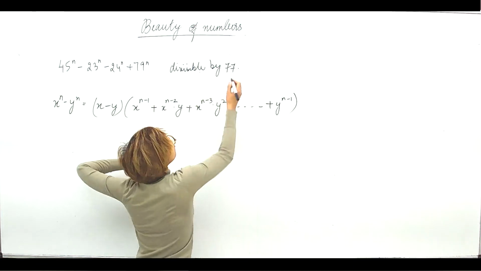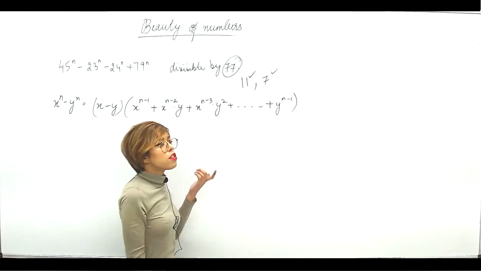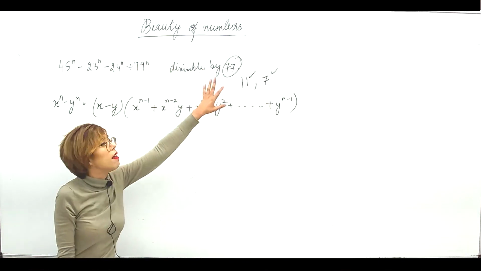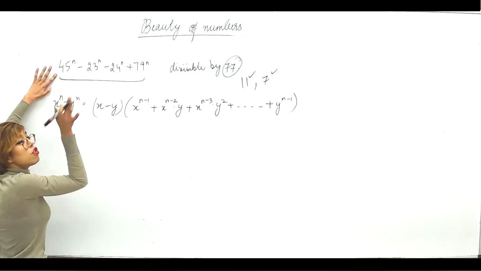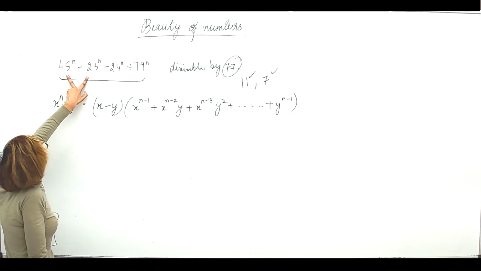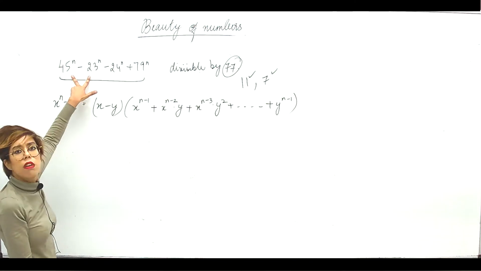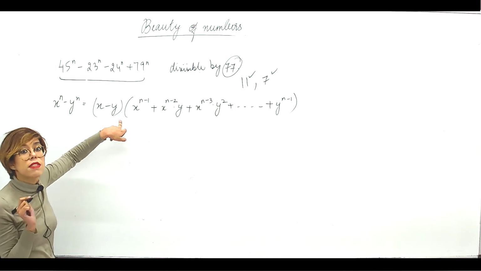That means it should be divisible by 11 as well as 7. So let me check step by step. Let me prove that this is divisible by 11. So that means when I find the factors, 11 should come. I need 11. Now see, what is the difference of these two? 22. Right? 45 and 23, that is 22. Because x minus y will be needed, right?